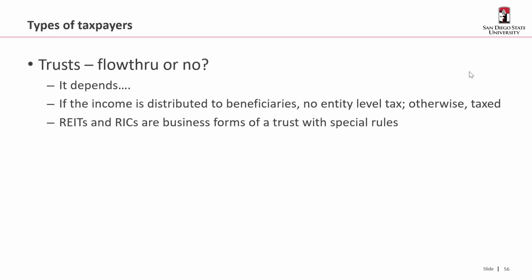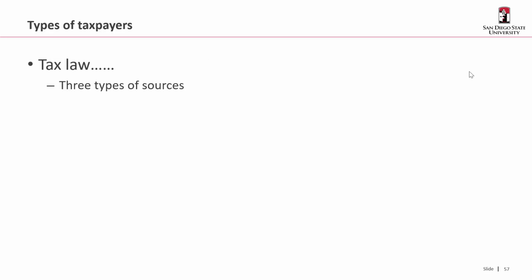So trusts, are they flow through or not? So notice I mentioned them both in both categories. And the answer is, of course, it depends. If the income is in fact distributed to the beneficiaries, then generally there's no entity level or trust level tax. If that income is not distributed to the beneficiaries, then it is taxed. And then there's two unusual business forms. One is called a real estate investment trust, and the other is a regulated investment company. These are both business forms of a trust, and they have special rules which we're not going to engage in at this point.